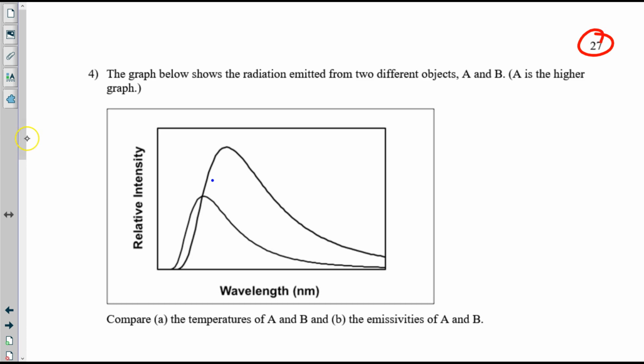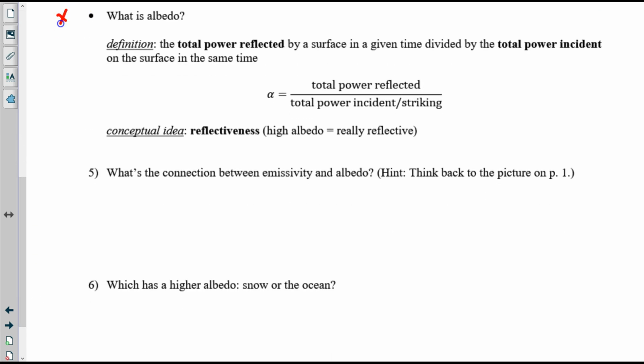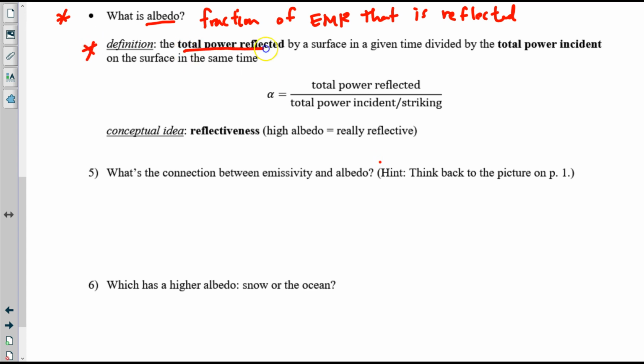Let's skip ahead to page 27. The final thing to learn about is albedo. Albedo is kind of like emissivity, except emissivity tells us about how much is emitted. Albedo is basically the fraction of EM radiation that is reflected. It's sort of like the reflection percentage. The definition, though, is the total power reflected by a surface in a given time divided by the total power incident on that surface.